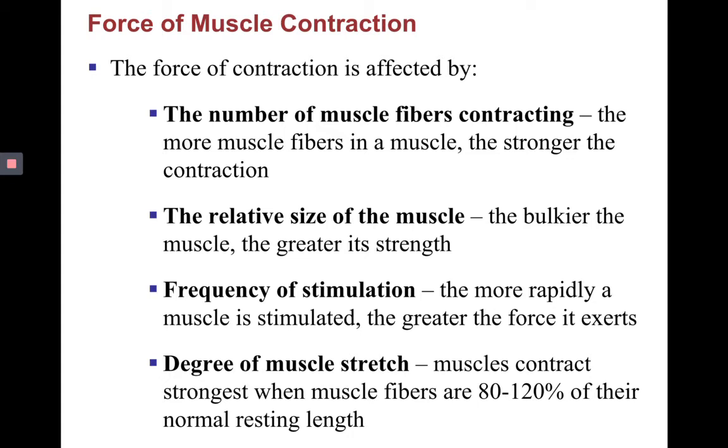So basically, as long as muscle contraction happens when there is a good degree of overlap between actin and myosin in the myofibrils, you'll have the ability for the muscle to contract better than if it was overstretched or too shortened. So these are all the things that are going to affect muscle contraction: the number of muscle fibers contracting, the relative size of the muscle, the frequency of stimulation, and the degree of muscle stretch.